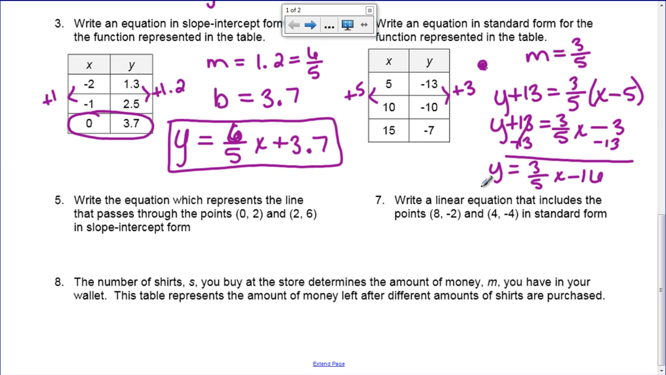We're going to clear our fraction first, because standard form can't have fractions. So I'm going to multiply this whole thing by 5. When I do, this 5 will cancel, but nothing else will. So I have to multiply everything else by 5.